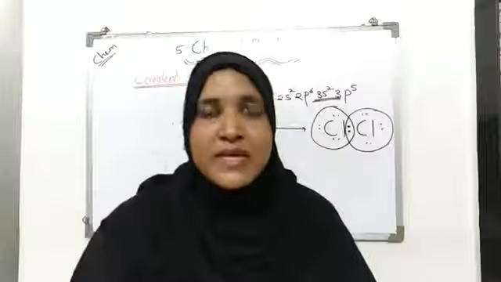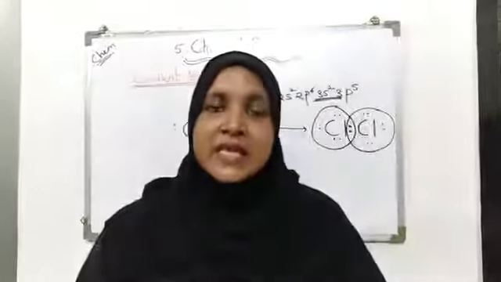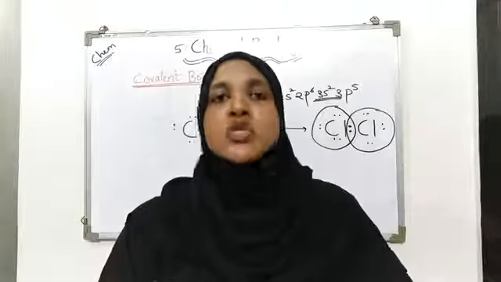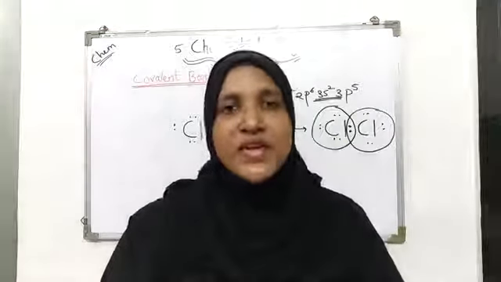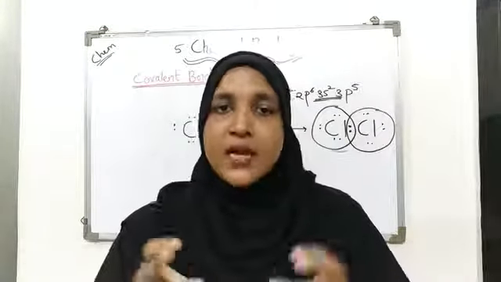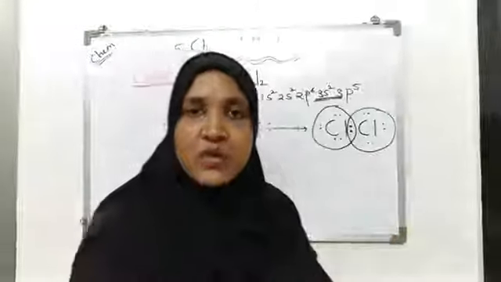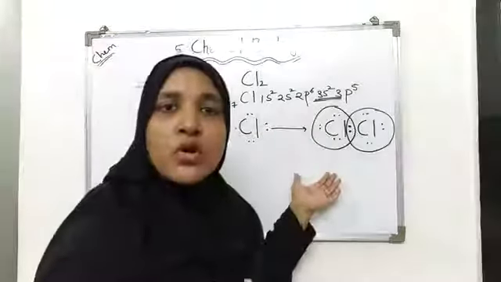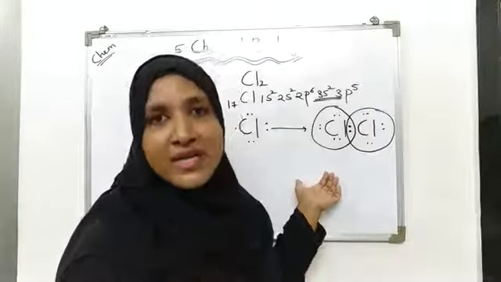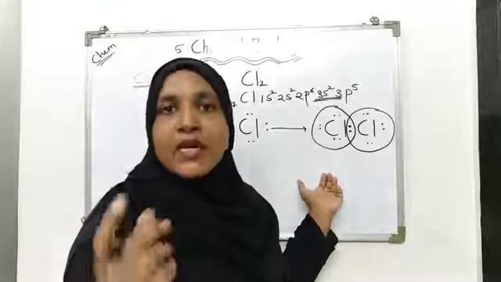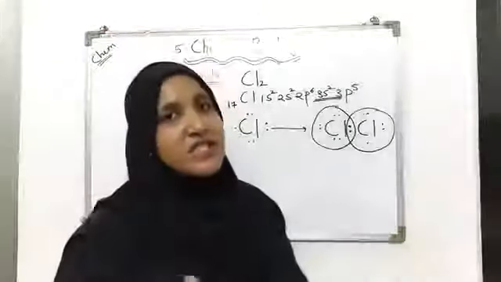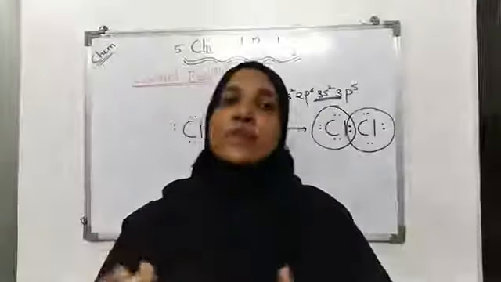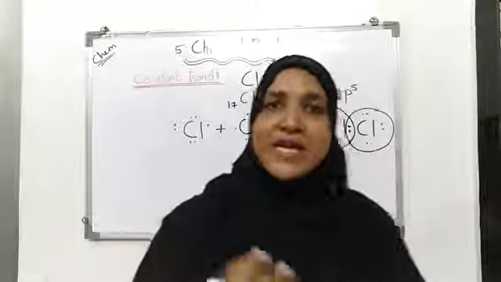The covalent bond is the force of attraction that exists between the atoms which are mutually sharing a pair of electrons with each other. Now in this example I have taken what? Chlorine molecule, and you can see that it is a homonuclear diatomic molecule. It means both the atoms are of the same element. Okay, but it is not necessary. The atoms can also be of different elements. For example, HCl.